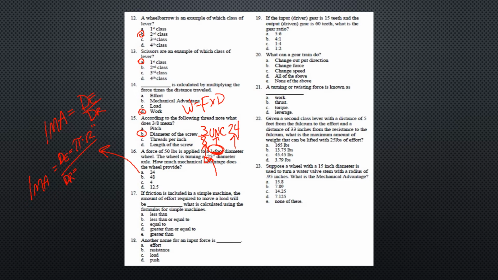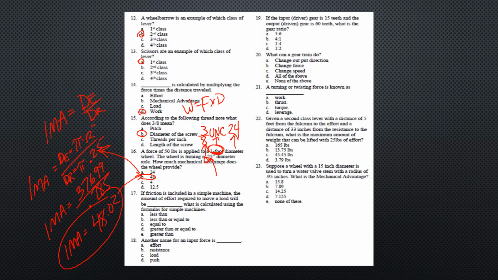Now, my dr is pi times the radius of my resistance, which is 0.25. So my IMA, if you're doing the numbers in your calculator, you should be coming around 37.699 divided by 0.785. Your IMA is equal to 48.02. So maybe a rounding issue, but letter B is what we're looking for for 16.